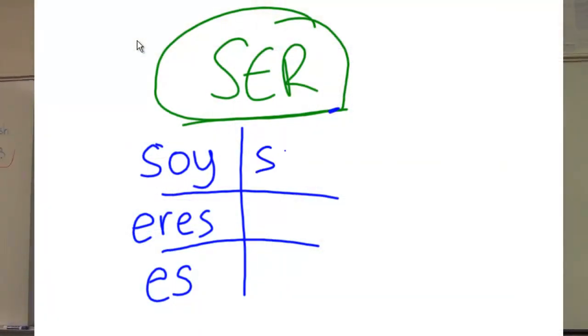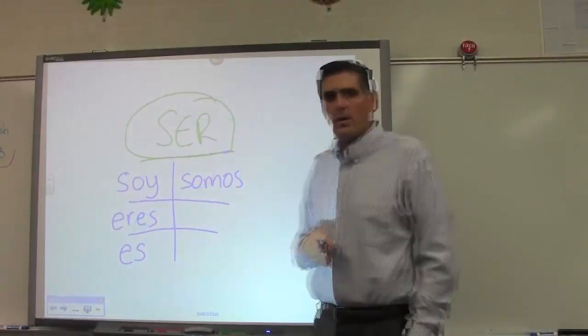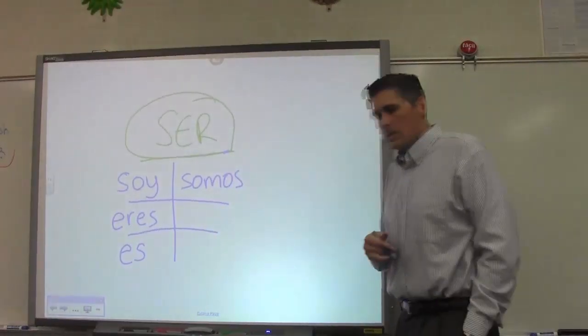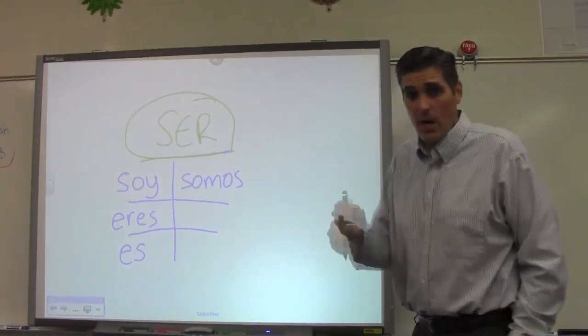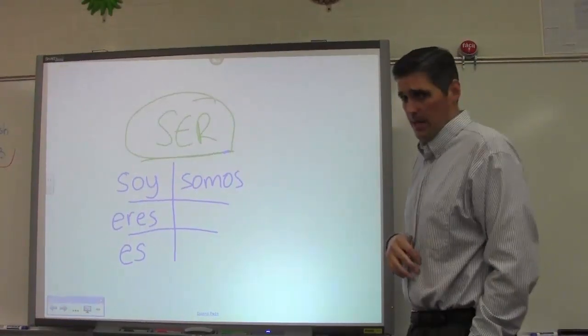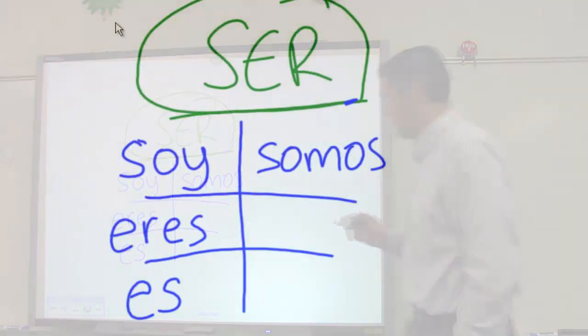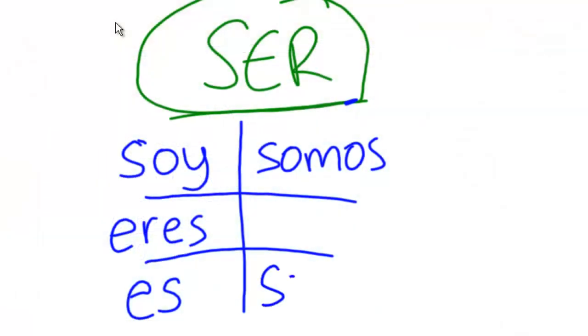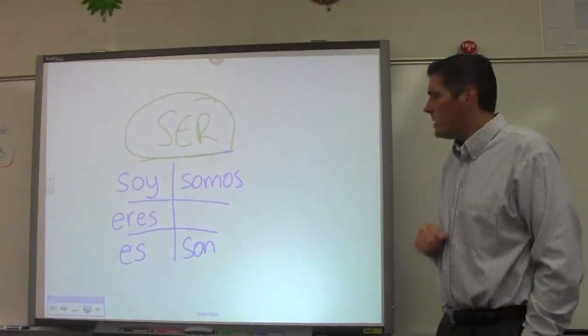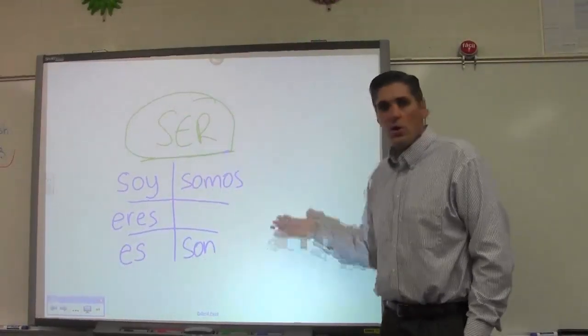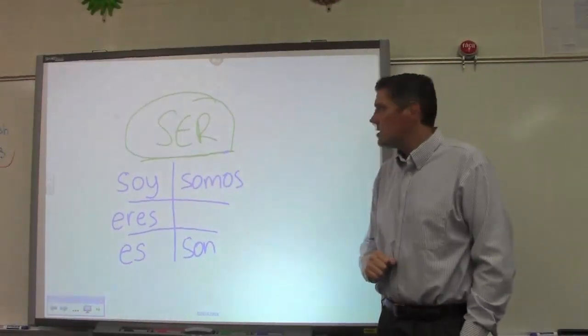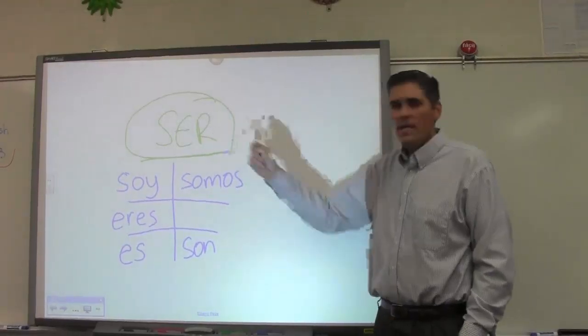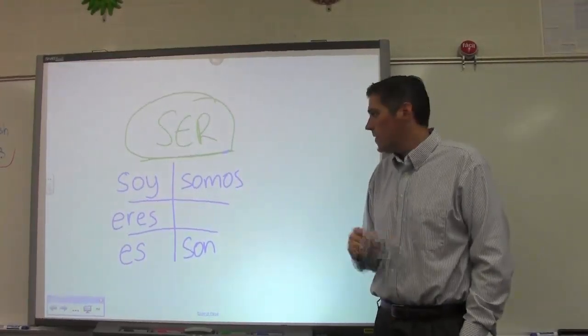We are, somos. Somos, we are. Somos pacientes, pero queremos la comida ahora. Tenemos hambre. Tenemos mucha hambre. Somos, and they are, son. Son. Ellos son mis estudiantes. Estas son las conjugaciones de ser. Este es el verbo ser.